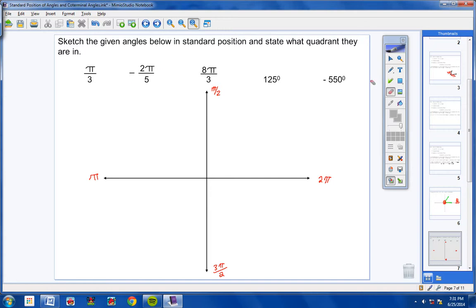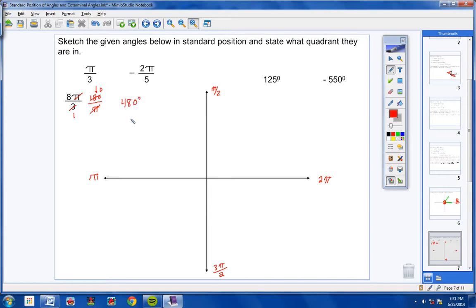8 pi over 3. Let's go ahead and see if we can't get a little space, move it over here a little bit, and here we go. Let's convert it to degrees. That might help us a little bit. So 180 over pi, your pi's would cancel. 3 would go into 180 60 times, and 8 times 60 is 480 degrees.